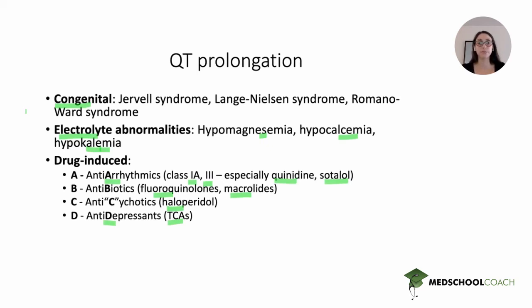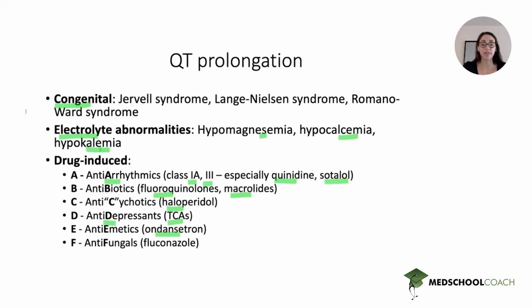The E stands for antiemetics, and the very classic antiemetic associated with QT prolongation is Zofran or ondansetron. So this is also very highly tested. And then the F stands for antifungals like fluconazole. So for some reason, they love to ask questions about this because it takes you back all the way to pharmacology and to knowing all these little details about the side effects of medications.